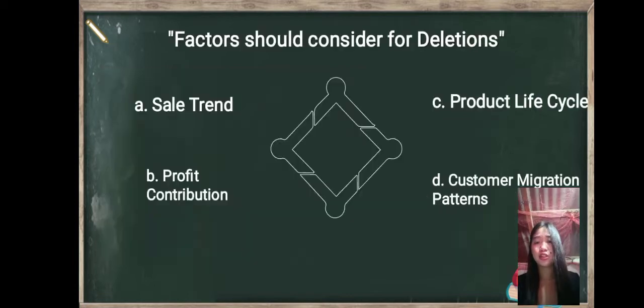So here are the factors to consider for deletion. First is sales trend. Sales trend is to find patterns in data such as ups and downs. A trend is an upward or downward shift in a data set over time. In retail, this analysis of past sales or revenue trends allows you to predict the future market. This analysis is useful for budgeting and forecasting.